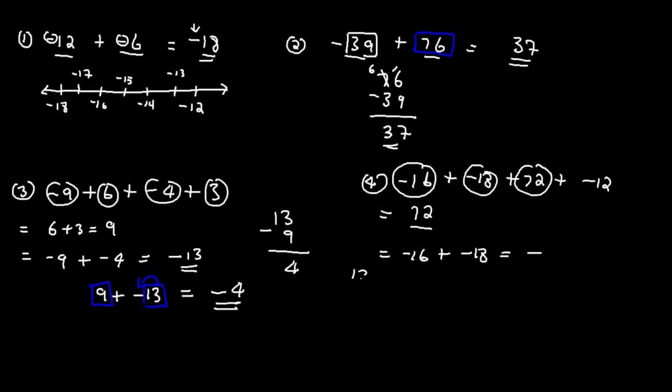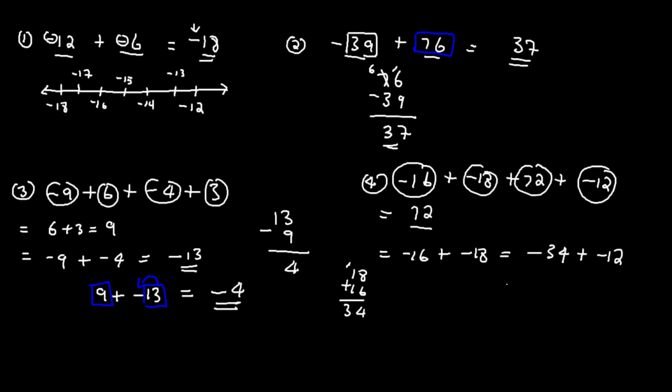Let's add 18 plus 16. So 8 plus 6 will be 14. Let's add 1 plus 1 plus 1 will be 3, so 34. So we'll have negative 34. Now, we're not finished. We still have this negative number here. Let's add it.